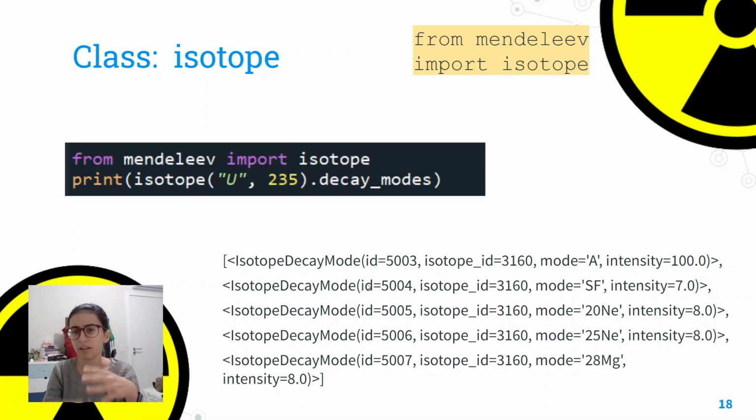It doesn't make a pretty table. It just prints the data very straightforwardly. So it shows the isotope ID and the mode of the decay. A stands for alpha emission, SF is for spontaneous fission, and the ones like neon 28, neon 25 are for cluster decay. Cluster decay is when you have a big nucleus and it splits, but not in half. It just drops a smaller nucleus, like it could be neon or magnesium 28.